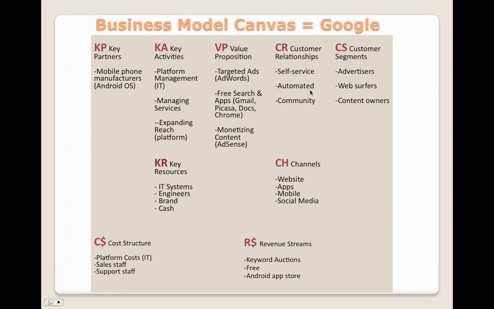Key resources, remember we have 4 different categories. So there are physical resources like IT systems. Obviously, Google has a lot of those, all of its servers and data centers. It has human resources, engineers and computer scientists. It has intellectual resources, its brand name, its computer algorithms, all the code that it has. And then finally, it has financial resources and lots of cash.